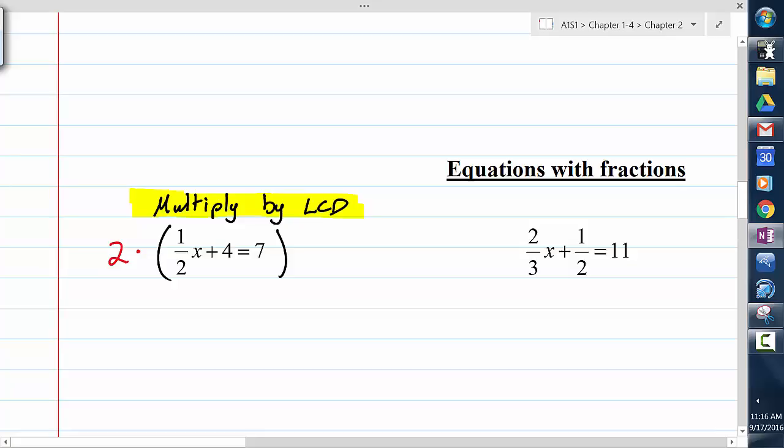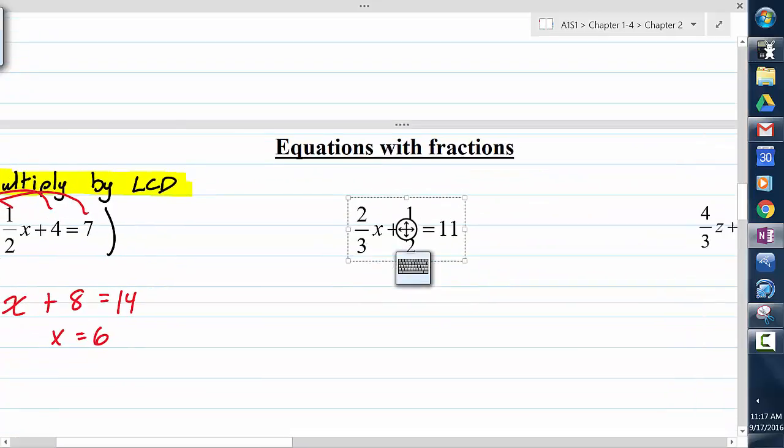That means that I multiply 2 by 1/2 x. If I multiply 2 by 1/2 x, the 1/2 and the 2 cancel, left with just x. The 2 being multiplied by the 4, it's 8. 2 being multiplied by 7 equals 14. Subtract, x equals 6. I just like getting rid of the fractions. And it's more valuable when you have more than one fraction.